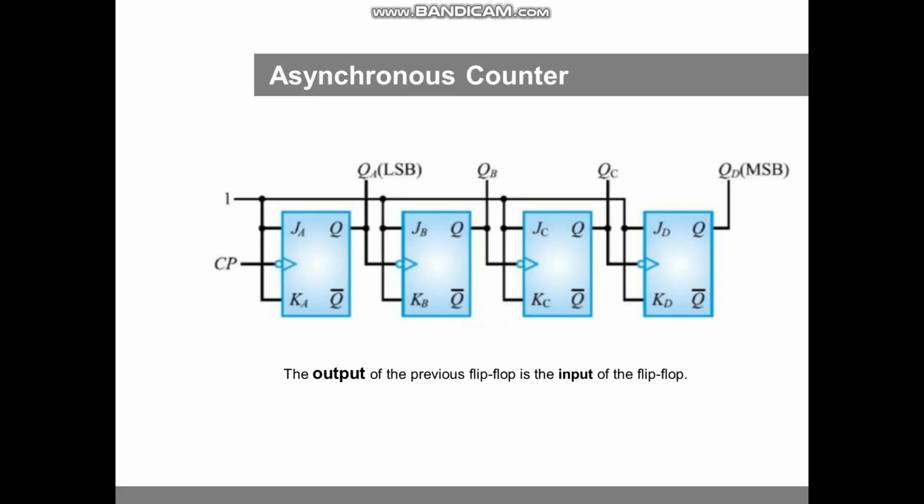Asynchronous counters are simpler than synchronous counters, but have the disadvantage that they have a higher propagation delay. In an asynchronous counter, the clock pulse is input to the first flip-flop, and the other flip-flops use the output of the previous flip-flop as the clock pulse input. Asynchronous counters are usually built with JK flip-flops.